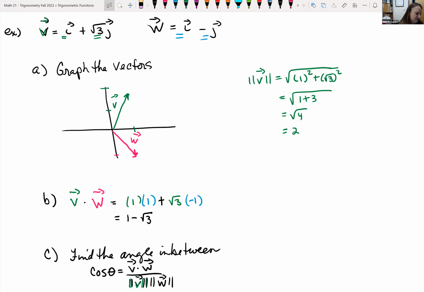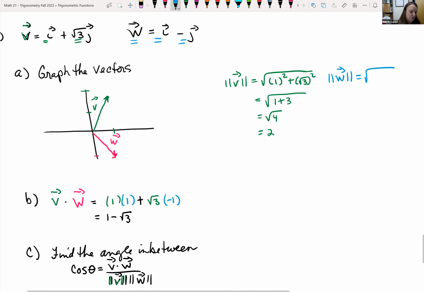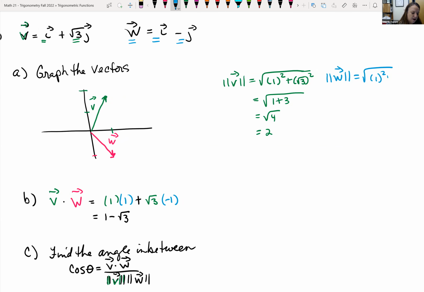The magnitude of W is equal to the square root of our horizontal component squared, so 1 squared, plus the vertical component, which is negative 1 squared. So this gives me the square root of 1 plus 1, which is equal to root 2.